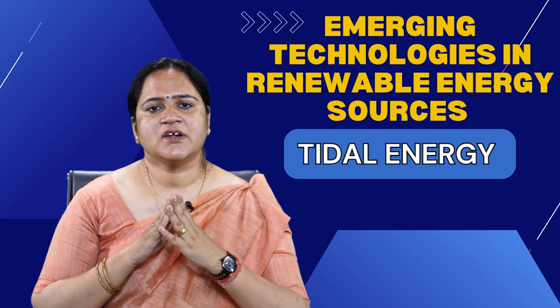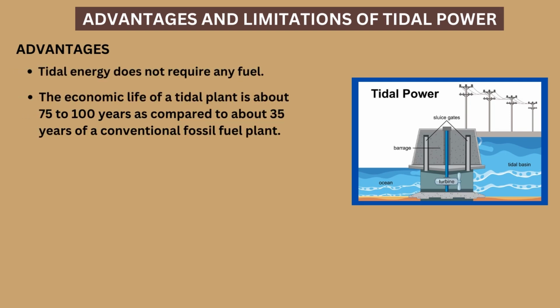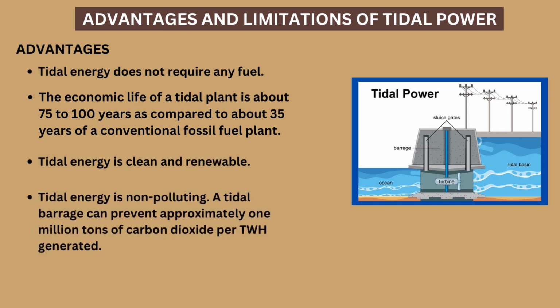Now, advantages and limitations of tidal power. So, generally the advantages are they do not require any fuel. The economic life of a tidal plant is about 75 to 100 years, while conventional fossil fuel plants have a life of about 35 years only. This is a clean and renewable energy source. It is non-polluting, and a tidal barrage can prevent approximately 1 million tons of carbon dioxide per TWh generated.